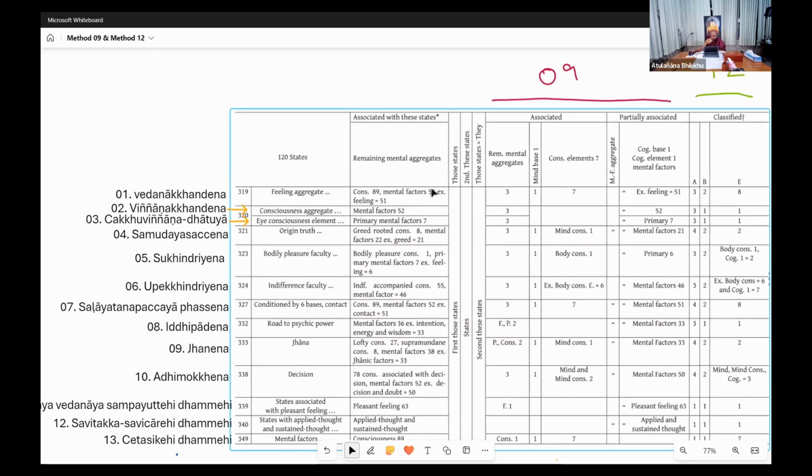Then in the question it says Tehi Dhammehi Ye Dhamma Sampayutta, which means with those states, right? So with the state of inquiry, the feeling aggregate, the dhammas which are associated are the remaining mental aggregates, the 89 consciousness and 52 mental factors, excluding the feeling. So this Ye Dhamma becomes the subject of the second part of the question. And whatever dhammas are associated is the feeling aggregate itself, the state of inquiry itself.